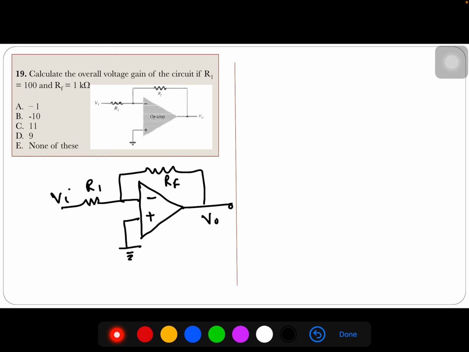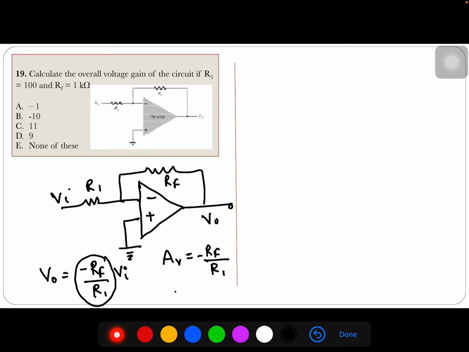As I told you in the previous slide also, inverting amplifier means the input voltage is applied at the inverting end and the non-inverting end has been grounded. So the output of the inverting amplifier is given by minus RF by R1 into Vi. You are asked to calculate the gain. Gain is output upon input. If you divide V naught by Vi, you will be left with only minus RF by R1. So gain is minus RF by R1.